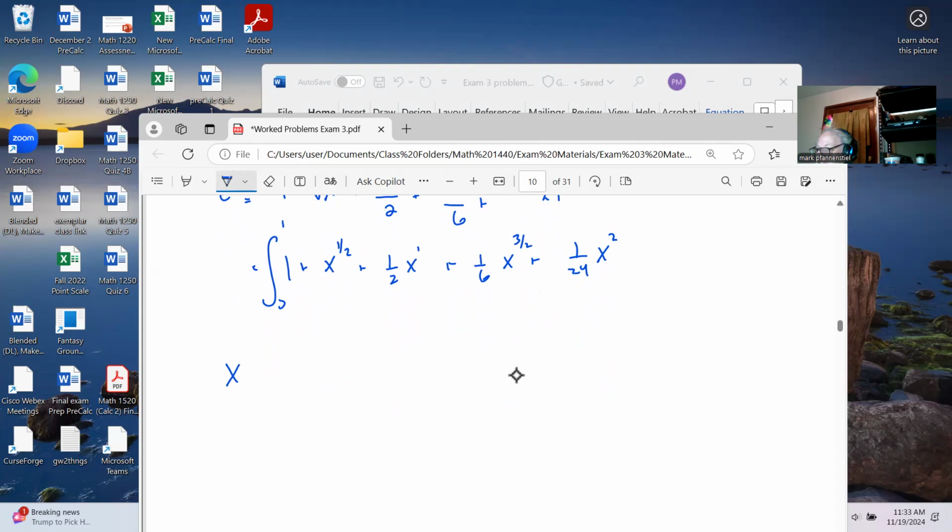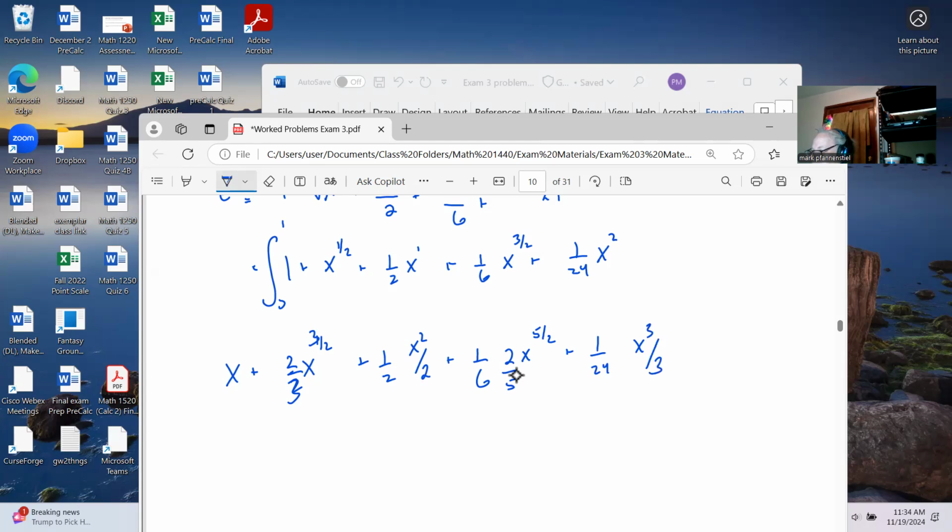This is just going to be x plus x to the 1 half plus 1, we're going to have a 3 halves, so 2/3 here, plus 1 half, and we have x squared over 2. Plus 1/6 x to the, we're going to add 1 to this, so we have 3 halves, we're going to have 5 halves, we need a 2/5 here, plus 1/24 x cubed over 3.